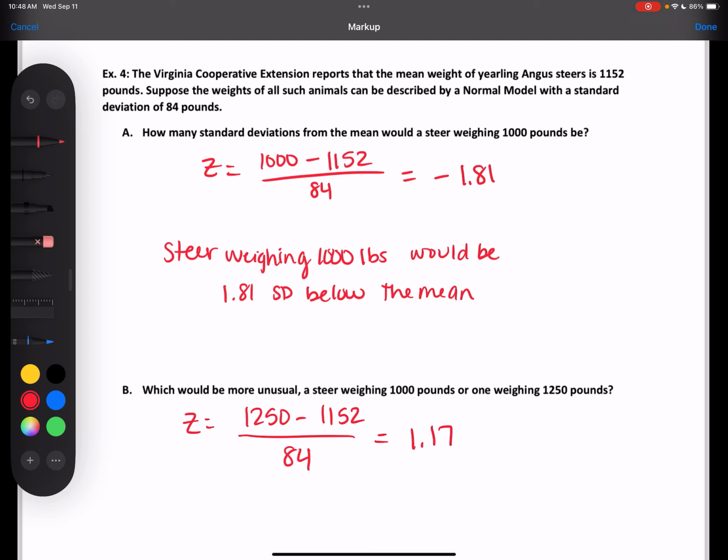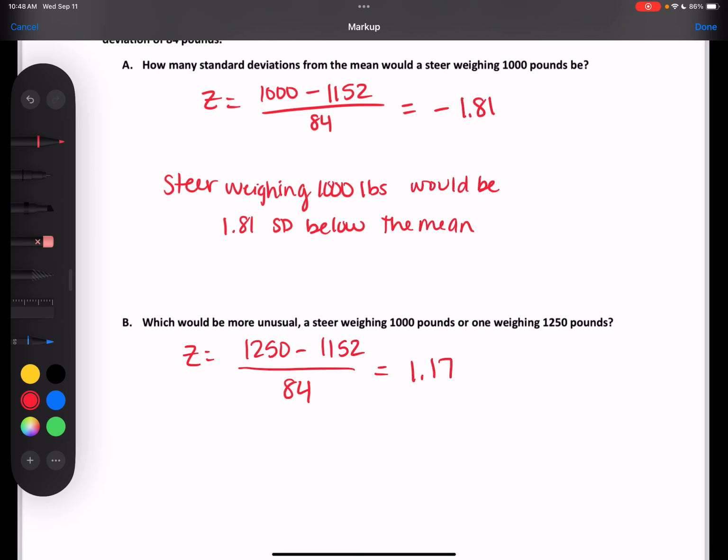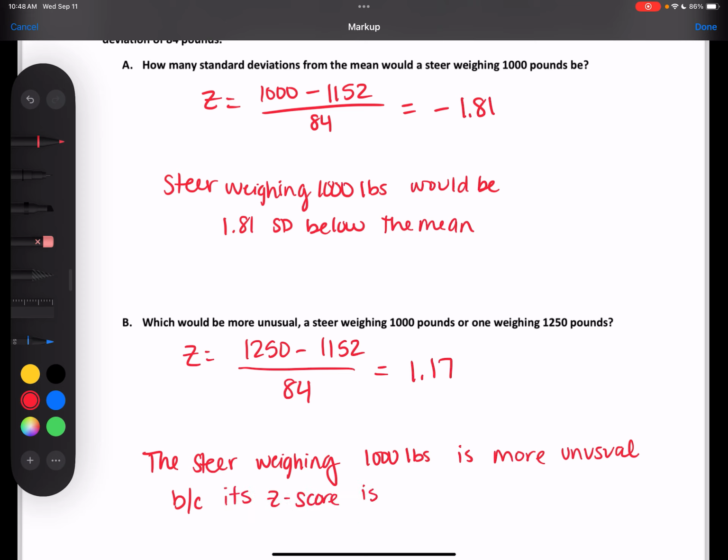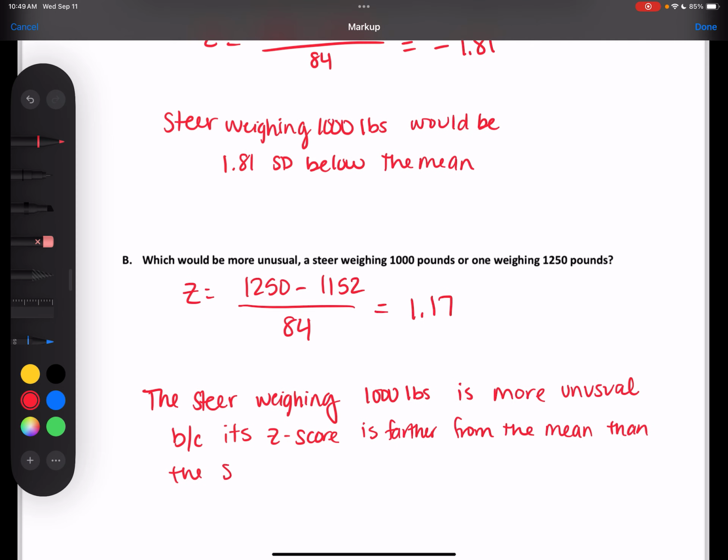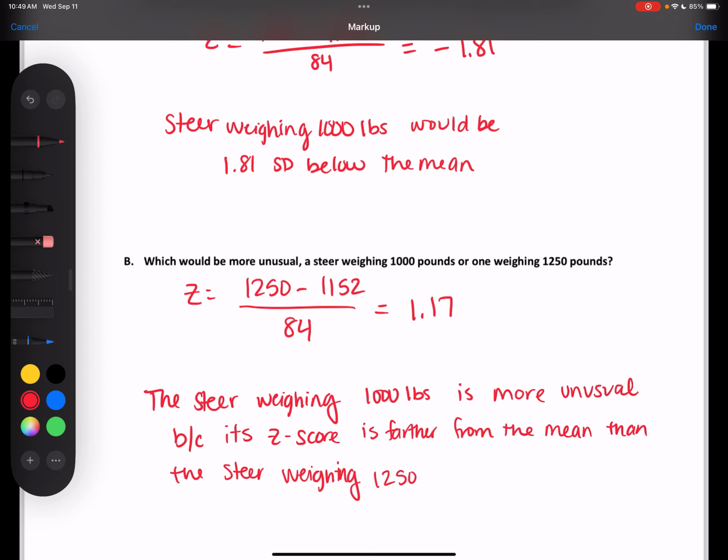So, which is more unusual? The 1,000 pound one. Why? Because it's farther away from the mean. Yep, the 1,000 pound is farther from the mean. So the steer weighing 1,000 pounds is more unusual because its z-score is farther from the mean than the steer weighing 1,250 pounds.